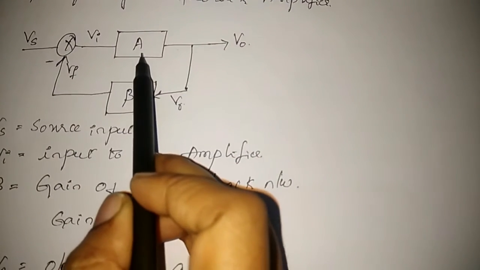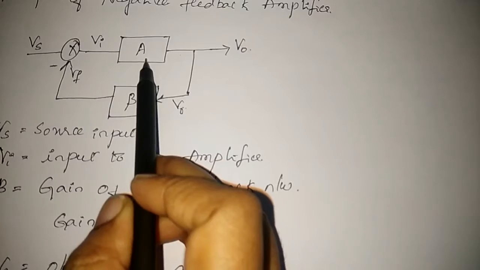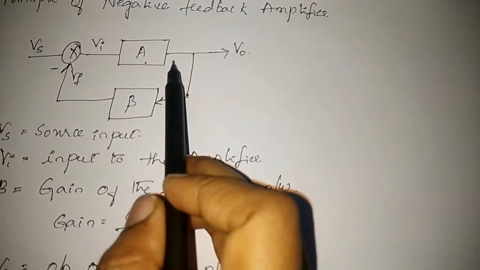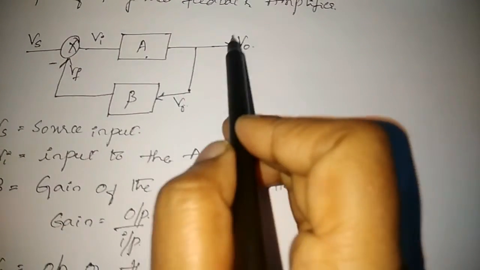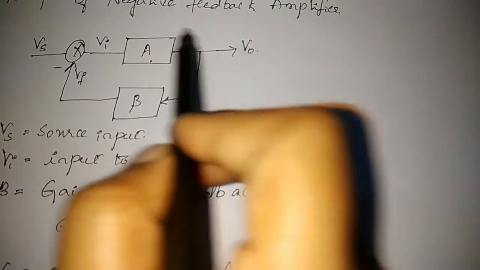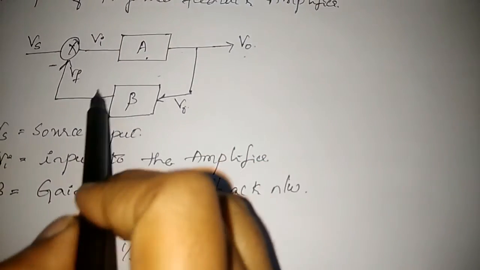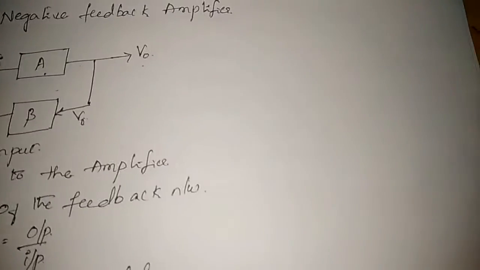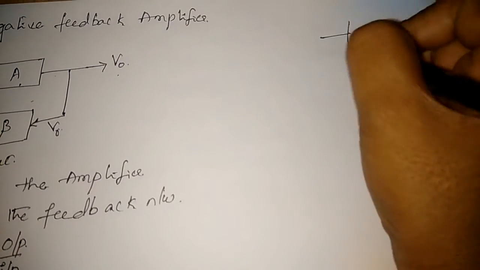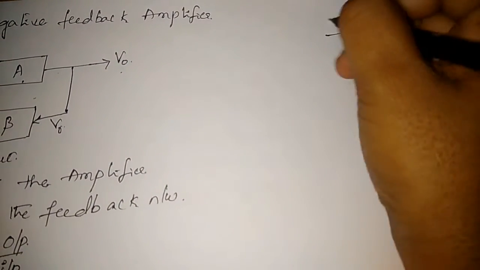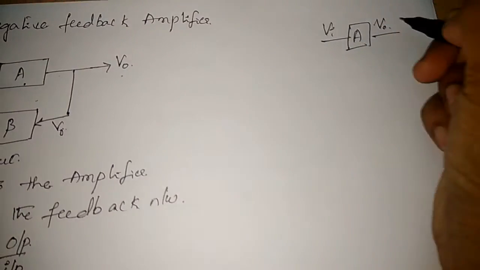Let us consider the gain of the basic amplifier, or the open loop gain of the amplifier. This is amplifier A. I am considering the gain of this amplifier when there is no feedback. I am just considering this part, that is Vi, A and V naught. I am not assuming the feedback. So let me take the gain of the basic amplifier, that is A. You have Vi and the output is V naught.